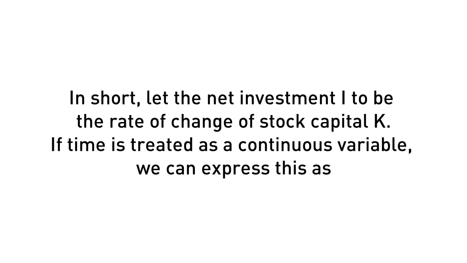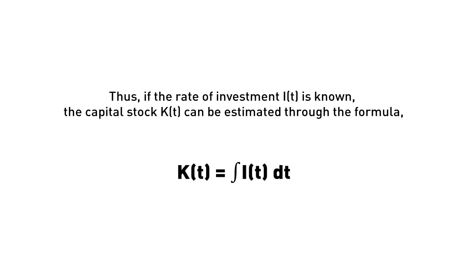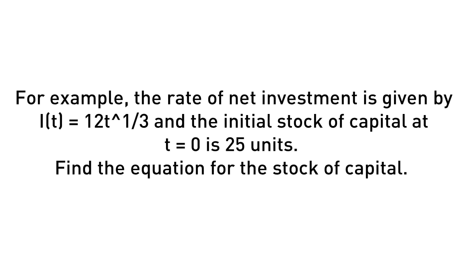Trading is fun. In short, let the net investment I be the rate of change of capital stock K. If time is treated as a continuous variable, we can express this as I is equal to dK over dt. Thus, if the rate of investment I of t is known, the capital stock K of t can be estimated through the formula K of t is equal to the integral of I of t dt. For example, the rate of net investment is given by I of t is equal to 12t raised to 1 over 3, and the initial stock of capital at t is equal to 0 is 25 units. Find the equation for the stock capital.